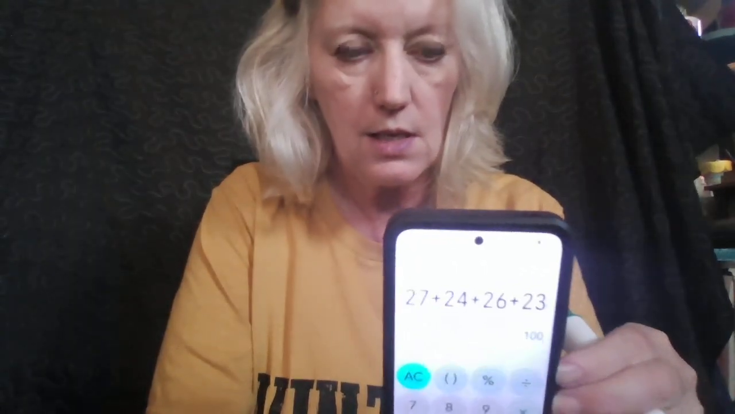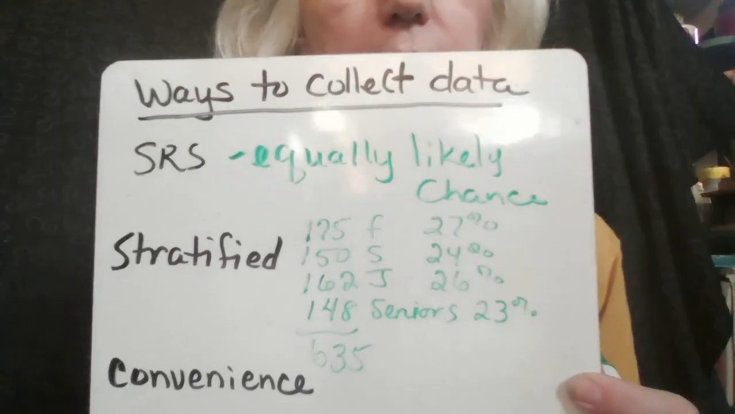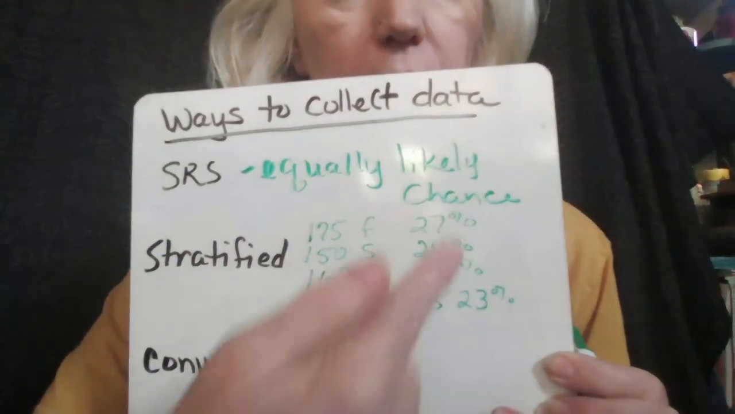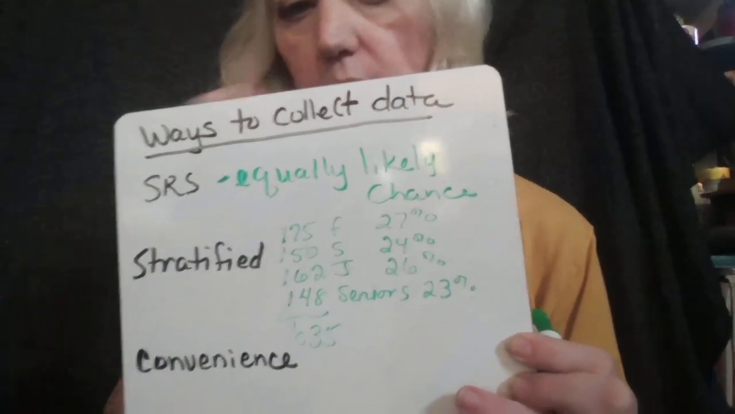Okay, so I just added up my total. Then I got each amount divided by the total, got my percentages. Now, because these are pretty close, it's not really going to make a difference, but you want to design where you've got 23% of the people you choose in your experiment are seniors, 26% of the people you choose are juniors, 24 are sophomores, and 27% are freshmen. And that way the sample matches what you had in the population.